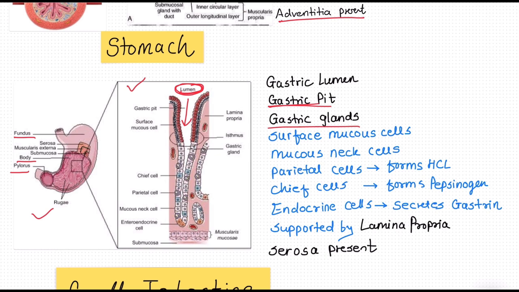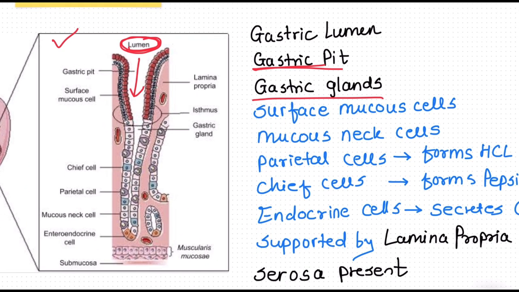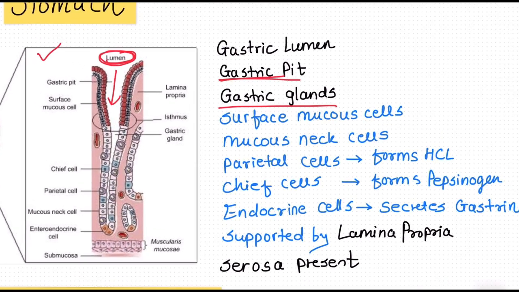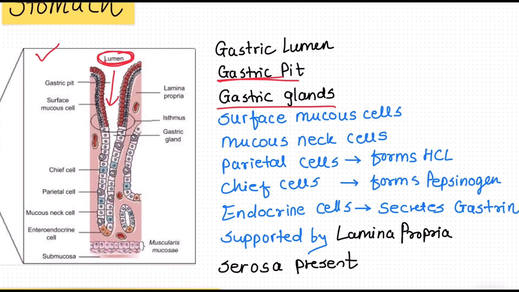Okay. So one is surface mucus cells and mucus neck cells. This secretes mucin or mucus, which is helpful for the protection of the layer of this stomach. Then there is parietal cell.